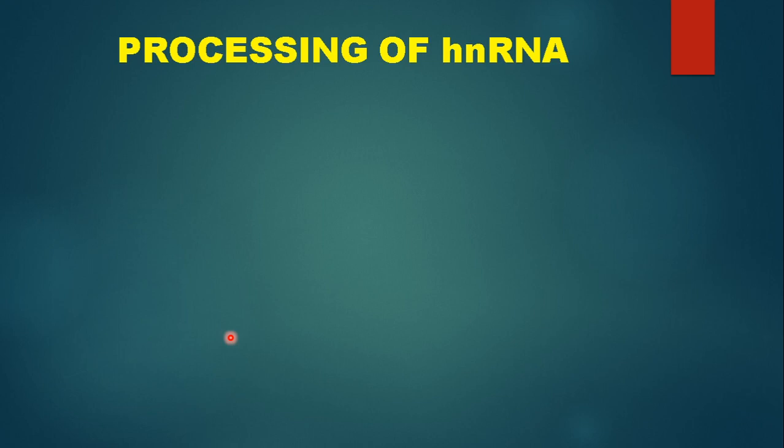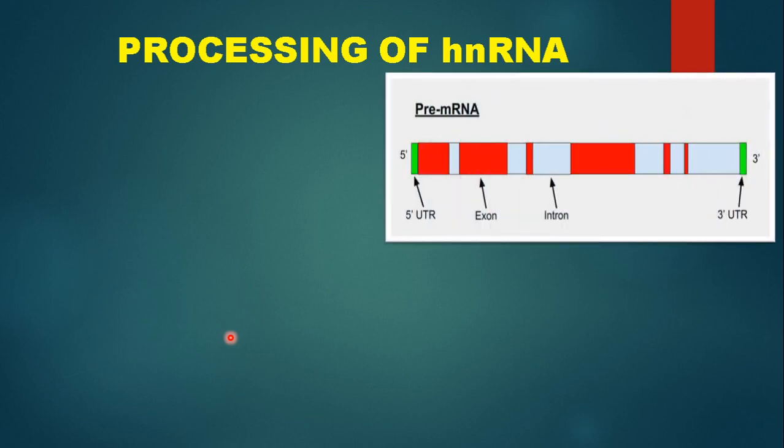Now, we will see how the hnRNA is modified to form the messenger RNA. This is the diagrammatic representation of pre-mRNA. Pre-mRNA means hnRNA, the RNA that we saw a little while ago, formed during the process of transcription. The pre-messenger RNA, or hnRNA, has a 5' end and a 3' end. It is made up of bases. Here we are not showing the bases.